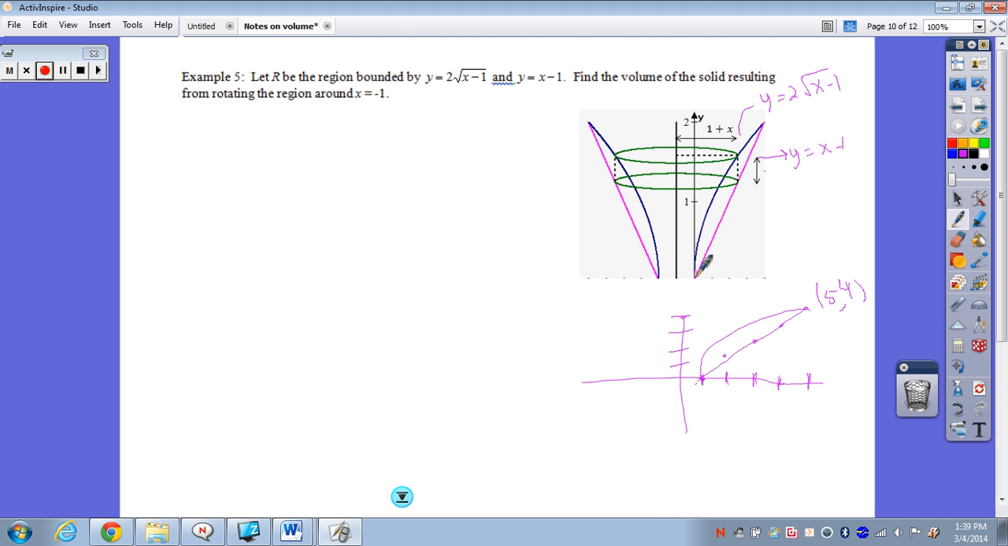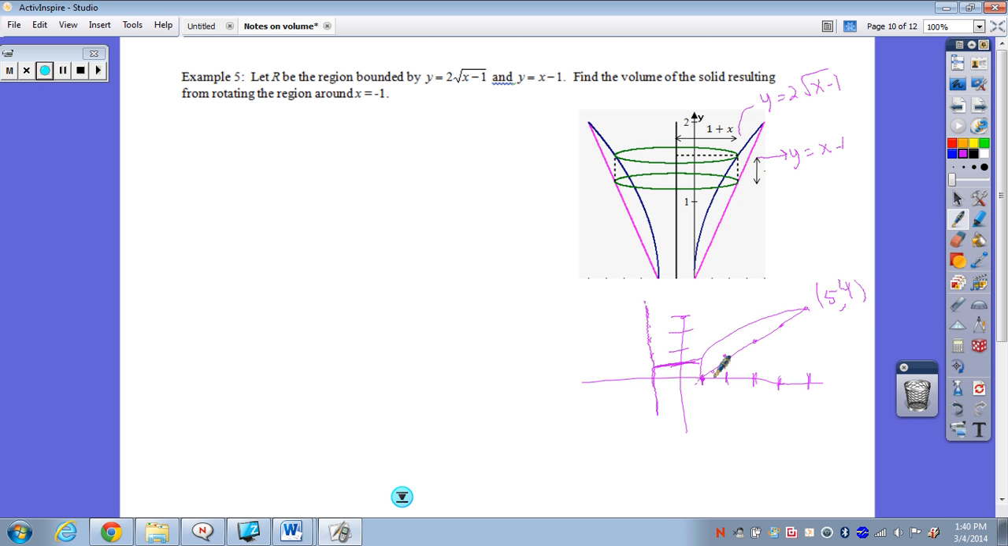That kind of looks, I would say, like a flower if it's rotated all around. But the outer radius is determined by the pink line curve, which is the linear curve, y equals x minus 1, and the inner radius is y equals 2 the square root of x minus 1. The difference, though, is that the radius is no longer just the curve, because what we did is we moved it over. We shifted it left 1.